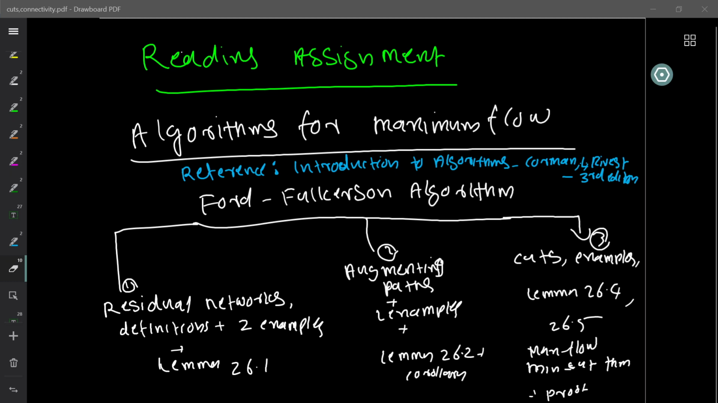So look at the residual network, then define it with a couple of examples, and prove some lemmas. And then after this we will look at what are called augmenting paths. So we will see what augmenting paths are, and then again give some examples for the augmenting paths, and then a couple of results on that.